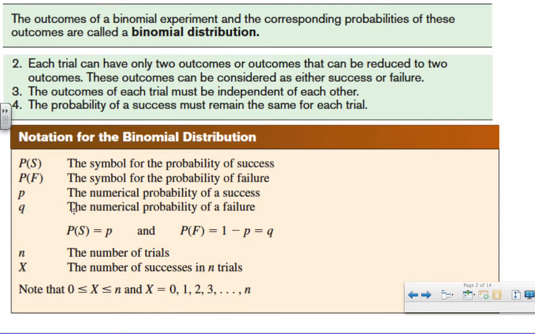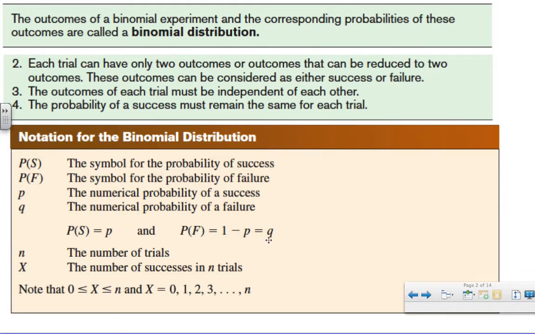Now, let's look at some of these notations. These are the way we will label things. So PS is the probability of success. PF is the symbol for the probability of failure. You don't use these very often. We're going to use little p for the numerical probability of success and little q for the numerical probability of failure. q is going to be 1 minus p.